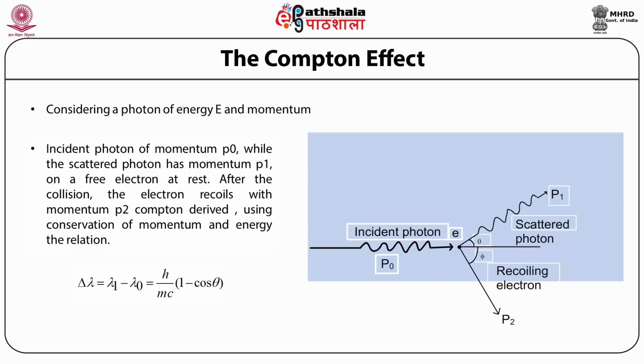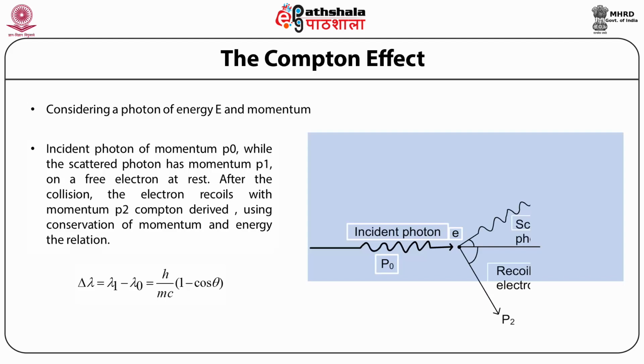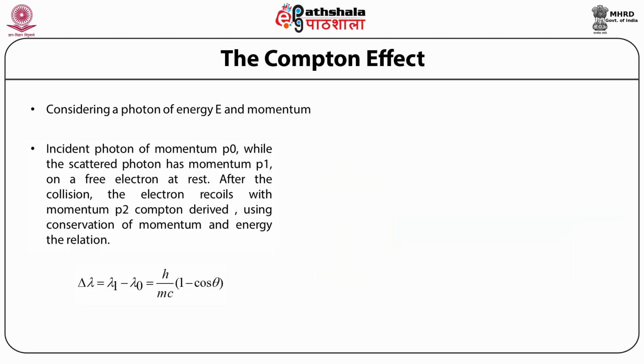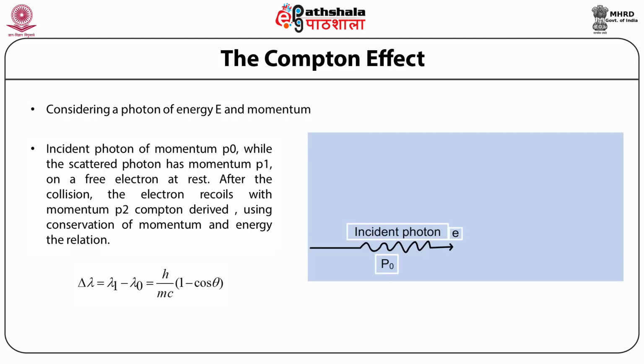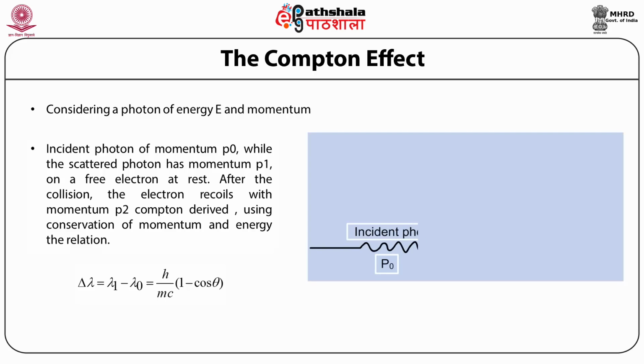Compton derived the expression for the change in the wavelength of the photon by considering this entire process as an elastic collision and using the equations of conservation of energy and momentum. The mathematics that he did led him to the relation delta lambda is equal to lambda 1 minus lambda naught, which is equal to h by mc into 1 minus cos theta.